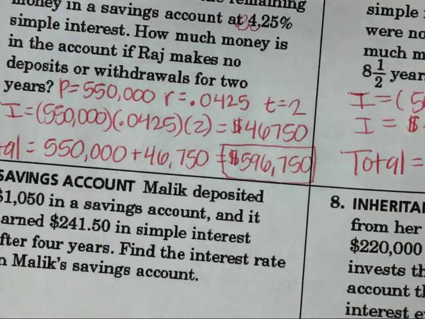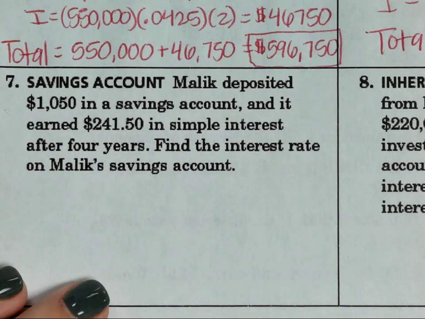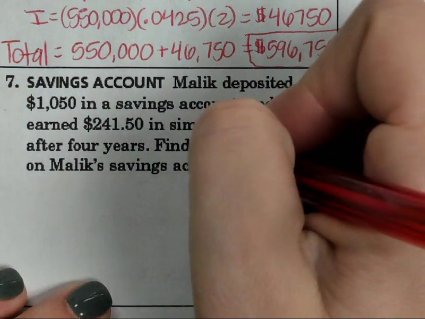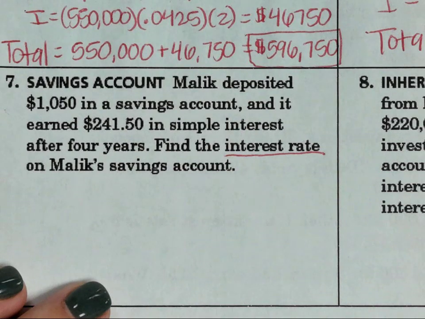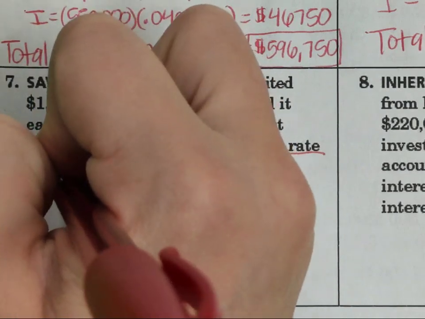Okay, so number 7 says that Malik, I guess it's Malik, deposited $1,050 in a savings account, and it earned $6,241.50 in simple interest after 4 years. Find the interest rate on Malik's savings account. So I'm going to find the interest rate. What variable normally stands for my interest rate? Rate. Interest rate. R. So in this case, I'm looking for my R. So I have I equals PRT, right?